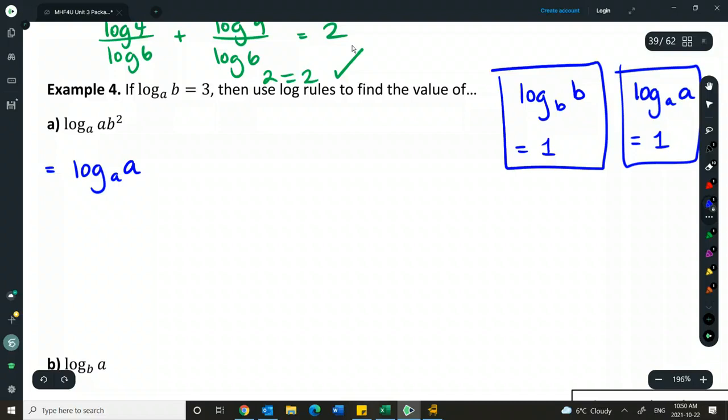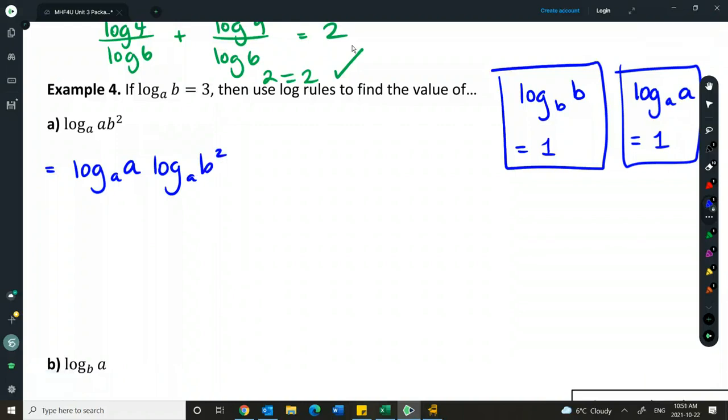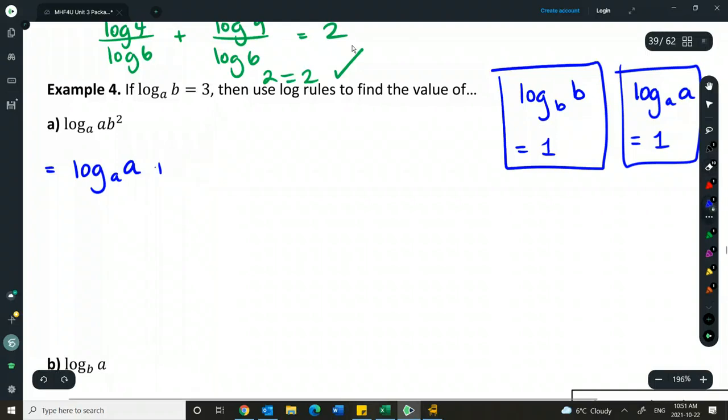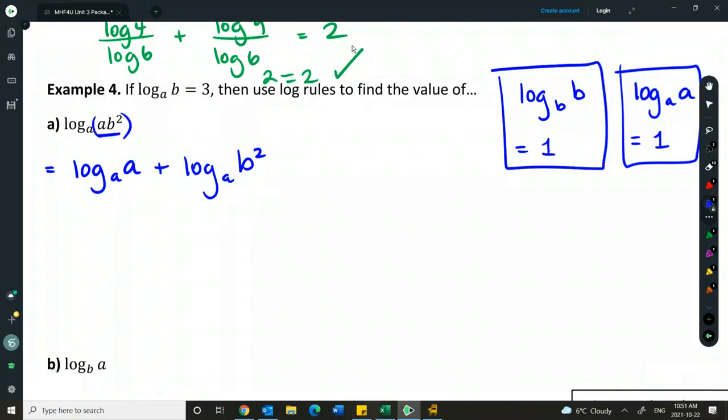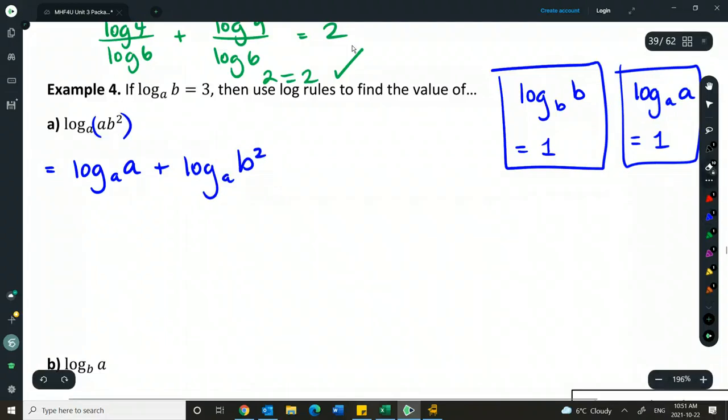So log base a of a, and products become? Is it multiplied? Close. Would it be log base a of a plus 2 log base a of b? Yes. So remember, guys, I have a product inside this logarithm. Products become sums. So I'm writing each as an individual logarithm because I have a product inside. It's a times b squared. And as mentioned, log base a of a is equal to 1.